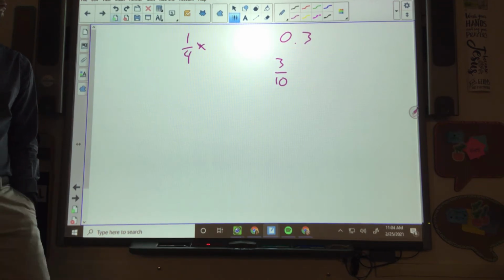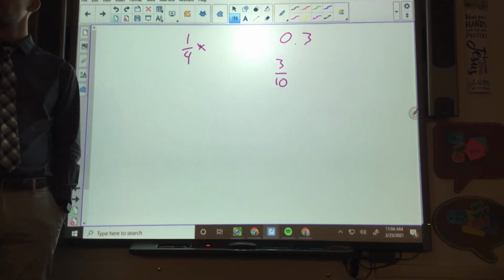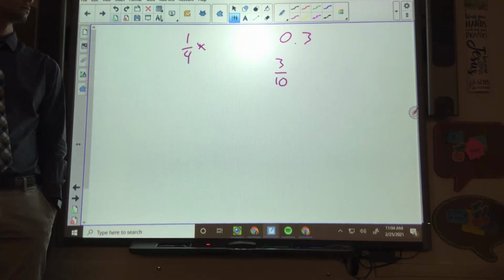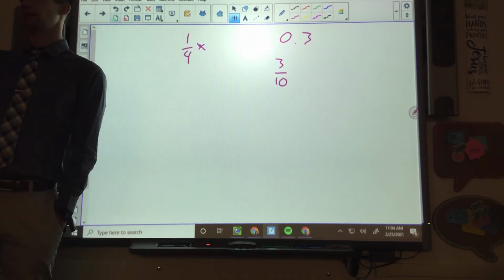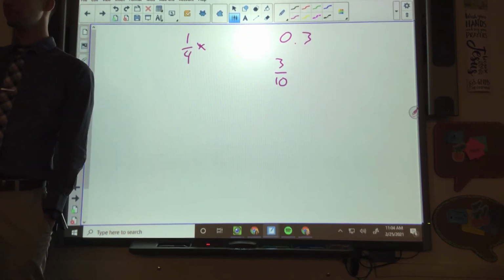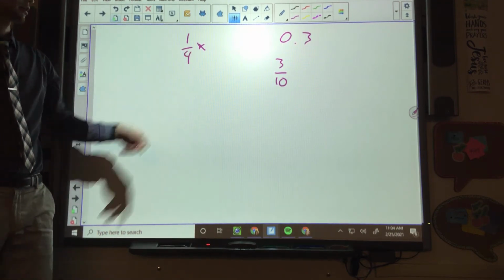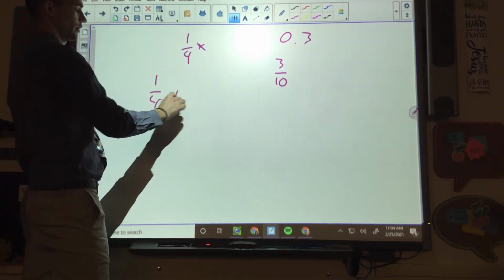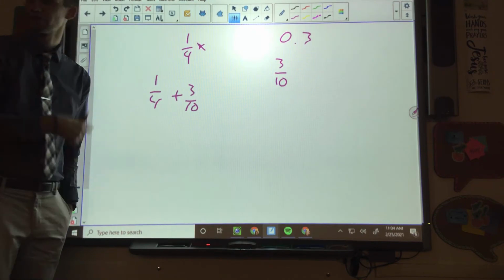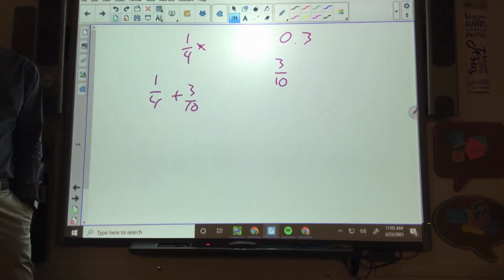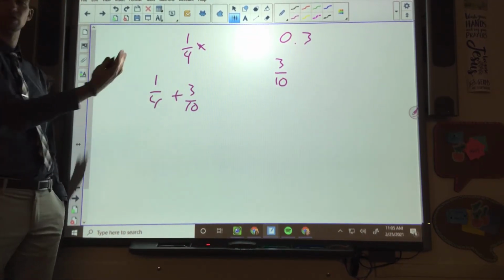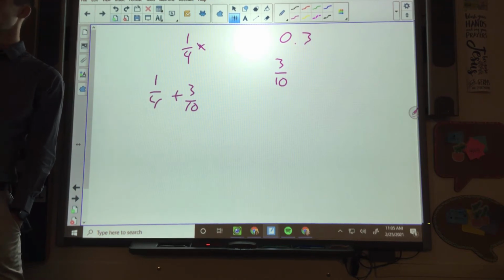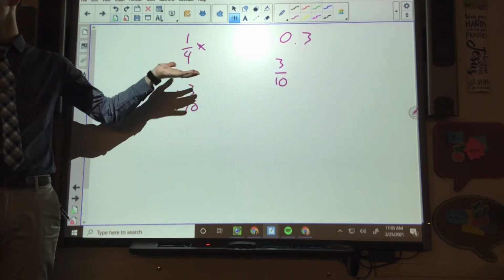You said what's the common denominator between 4 and 10? How is 20 between 4 and 10? What's the least common denominator? Remember, if we do 1/4 plus 3 over 10, we have to get a common denominator. So we would say, what's the smallest number that both 4 and 10 go into? 20 is the smallest number that both go into.